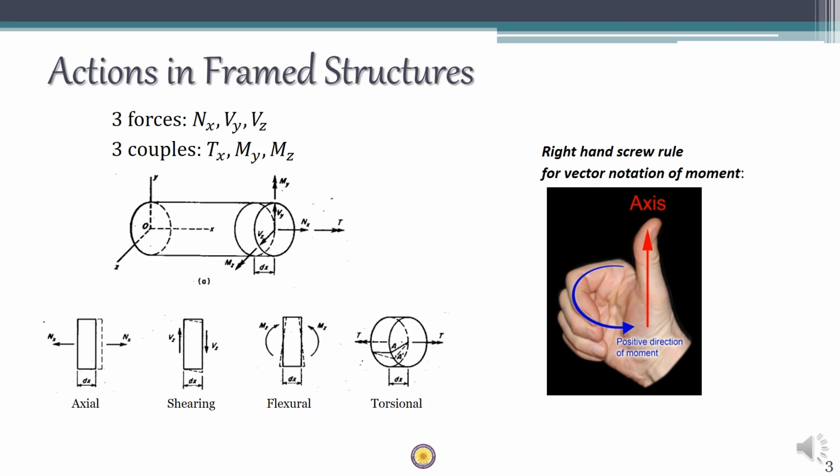For any structure there can be three forces acting. One force along the x-axis will be called the axial force, and the other two forces acting along y and along z are on the plane of the cross section, so these can be called shear forces. Again, before moving on to the moments, we should understand the vector representation of moment.